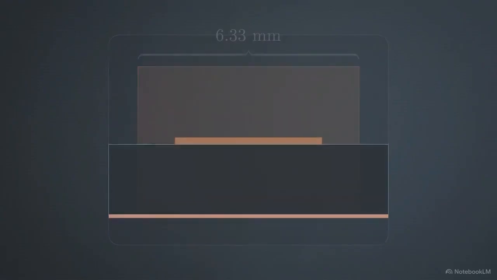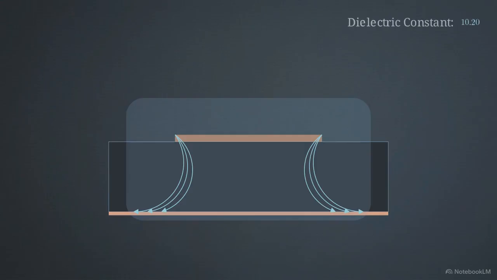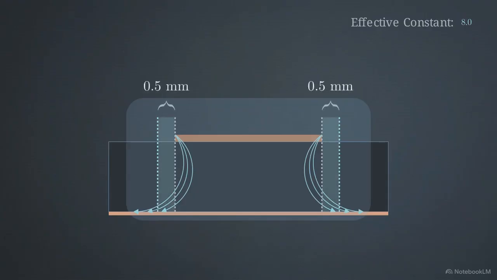Step 2 is calculating the effective dielectric constant, adjusting for the air and substrate mixture. The calculation outputs an effective constant of 8.09. This drop from 10.2 down to 8.09 proves mathematically that our fringing fields are heavily utilizing the empty air above the patch. Step 3 is finding the fringing length extension.